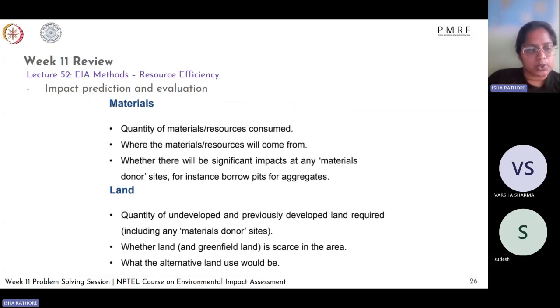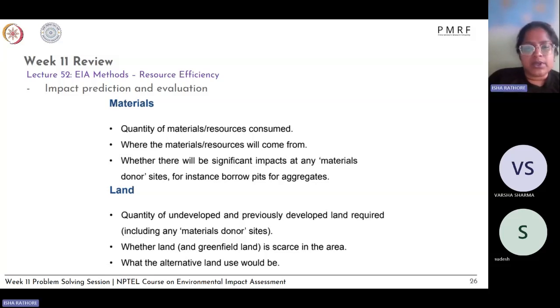In terms of impact prediction, we look at impact prediction and evaluation based on what resources were used and what waste was generated. If we are looking at materials, especially in a development project, it's construction materials or water or any sort of those things. We look at the quantity of materials or resources which were consumed, where they will come from, what is their source. If it's water, then is it from natural water pipelines or from tankers or other things? Whether there will be significant impacts at any material donor site, for instance, borrow pits for aggregates. So you look at where they are coming from, in what form they are coming. So you analyze the entire life cycle of that material.